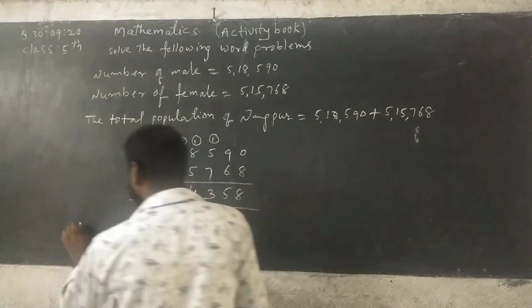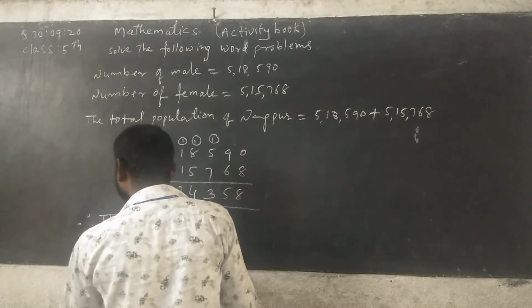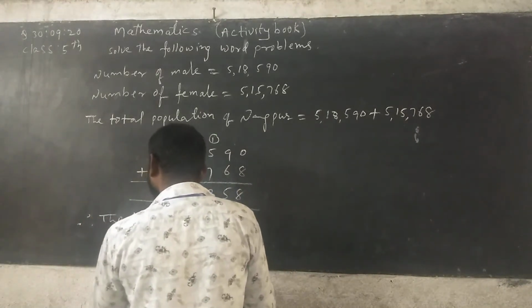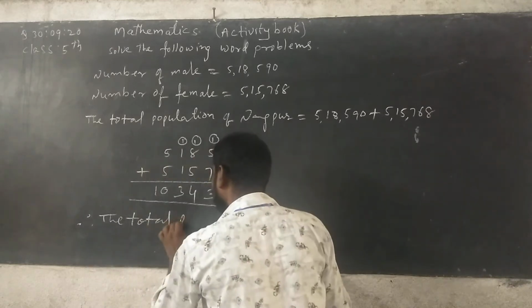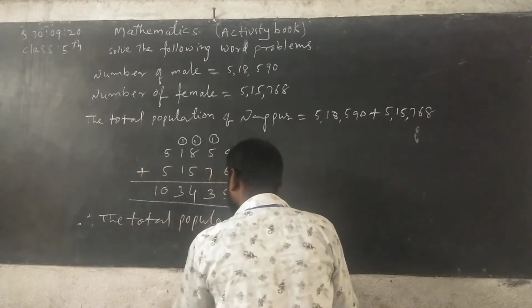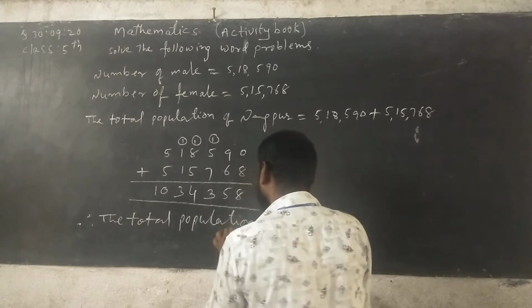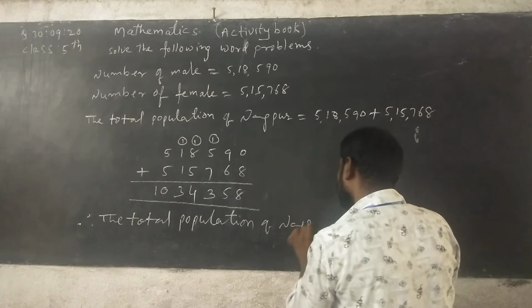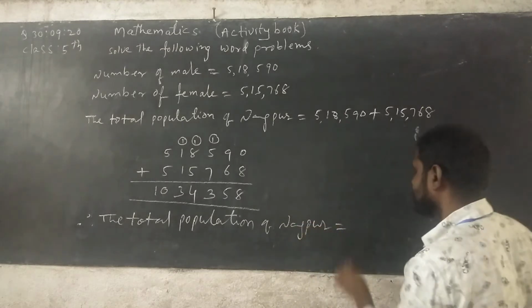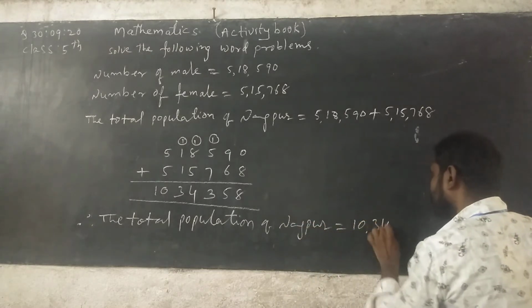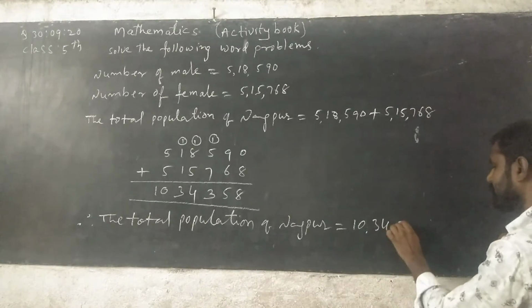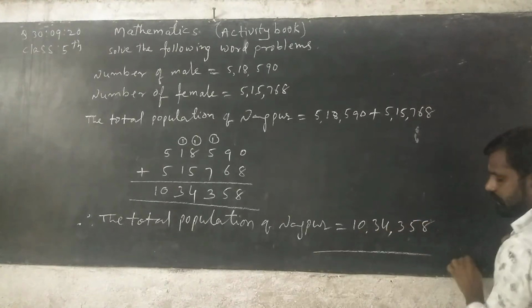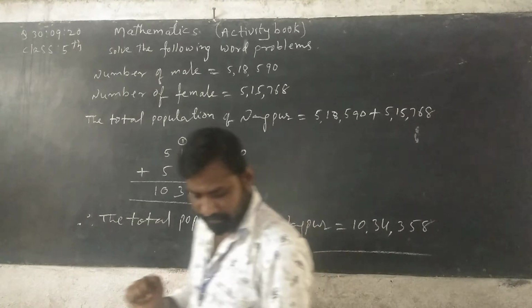So the total population of Nagpur is 10,34,358. Therefore, the total population of Nagpur is equal to 10,34,358. Now the next word problem.